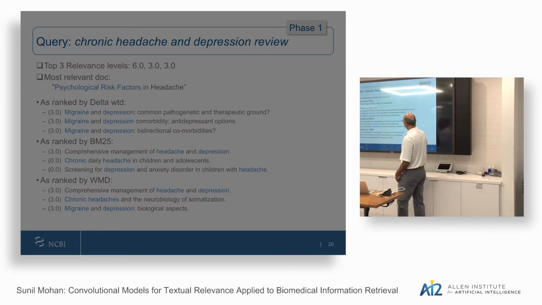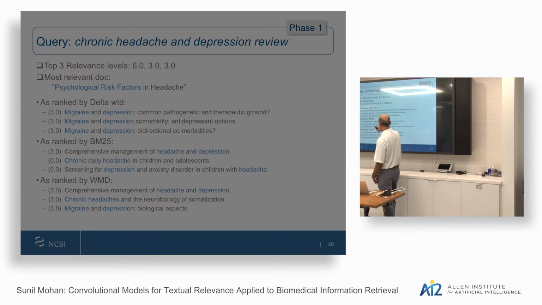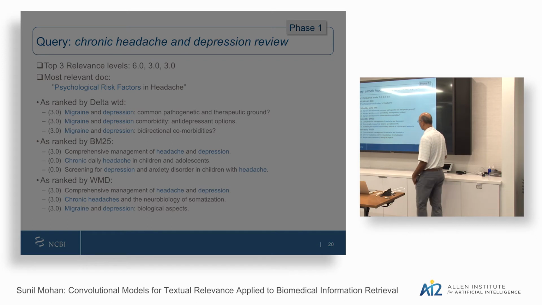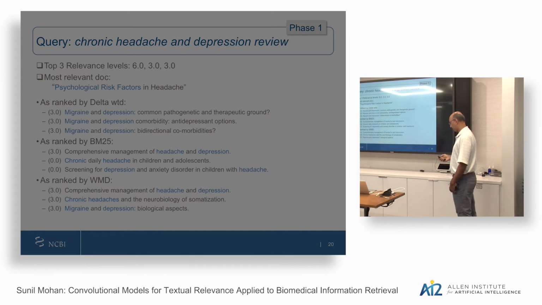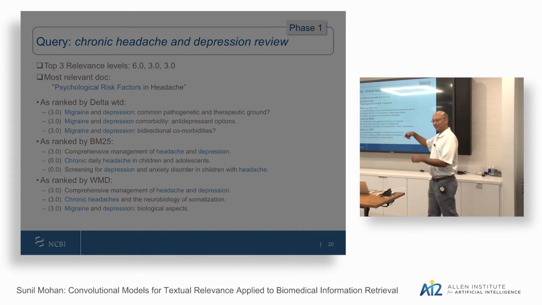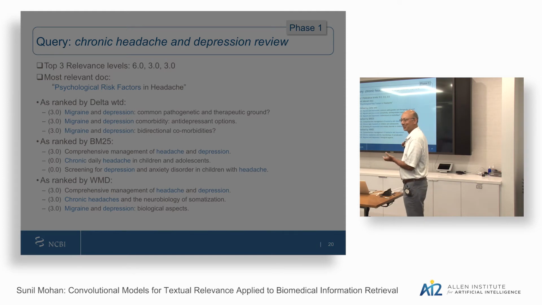WMD and the delta weighted model are correctly picking up on migraine as being related to headache, but that's as far as it goes. So there's a whole bunch of semantic knowledge to be learned that this model is not doing.